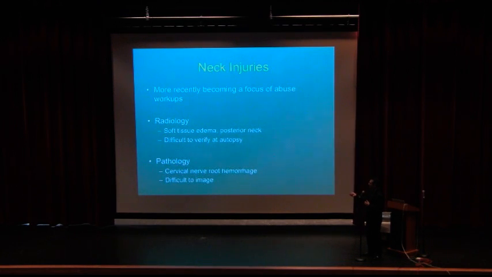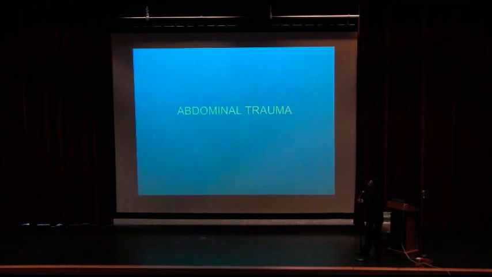On the other side of things, from the pathology side, we've started looking at cervical nerve root hemorrhage, which might be an important finding too, but the problem is you can't image it because it's too small. So we have one finding that the radiologists have and one finding the autopsy has, and we can't correlate either one yet. So we're still trying to figure that out. And I'm going to talk about that more in a little bit.